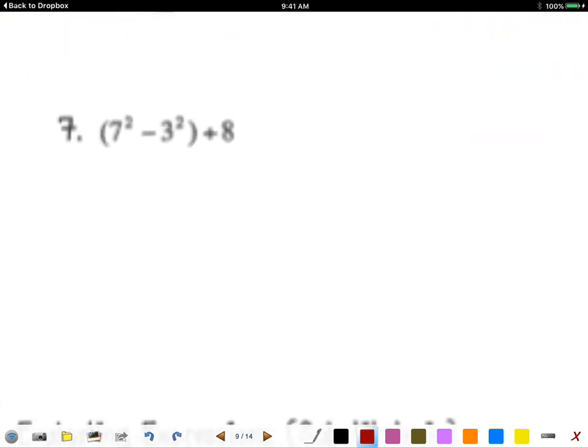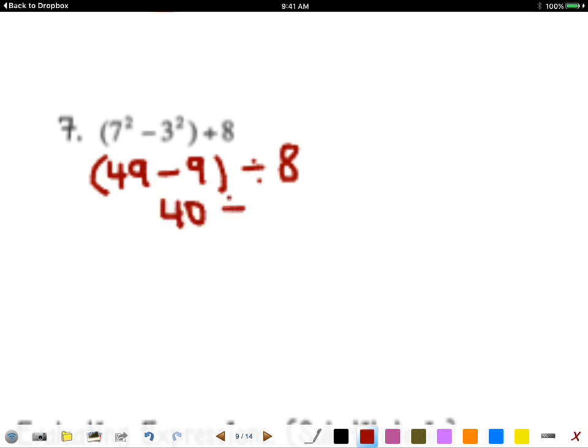Okay, next one, parentheses, 7 squared, 49, minus 3 squared, 9. Close the parenthesis, divide by 8. We're still working in that parenthesis, one step at a time. 49 minus 9 is 40, divided by 8 is 5.